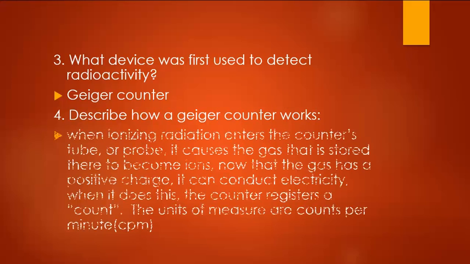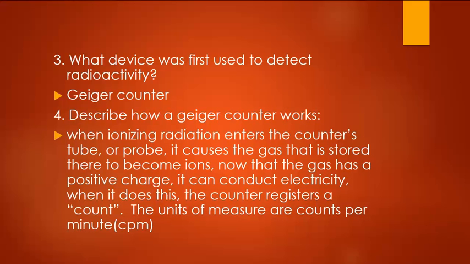Describe how a Geiger counter works. When ionizing radiation enters the counter's tube or probe, it causes the gas that is stored there to become ions. Now that the gas has a positive charge, it can conduct electricity. When it does this, the counter registers a count. The units of measure are counts per minute, or CPM.